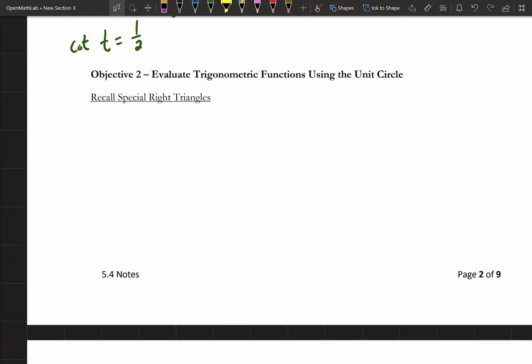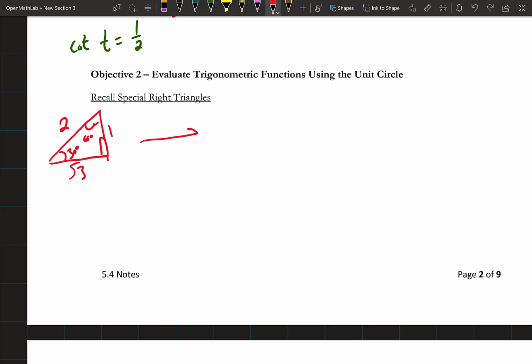So then objective 2 is to evaluate the trigonometric functions using the unit circle. So we need to just review real quickly some special right triangles that we had learned in a previous video. So one of them is a 30-degree, 60, 90 right triangle. Remember, the hypotenuse is 2, the side length across from 30 degrees is 1, and then the other leg is radical 3, right?